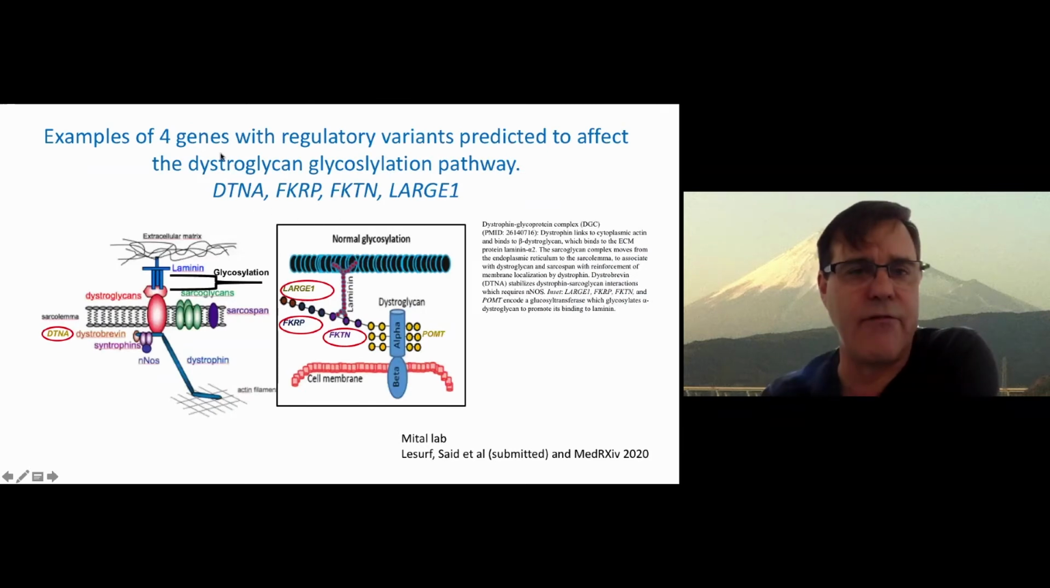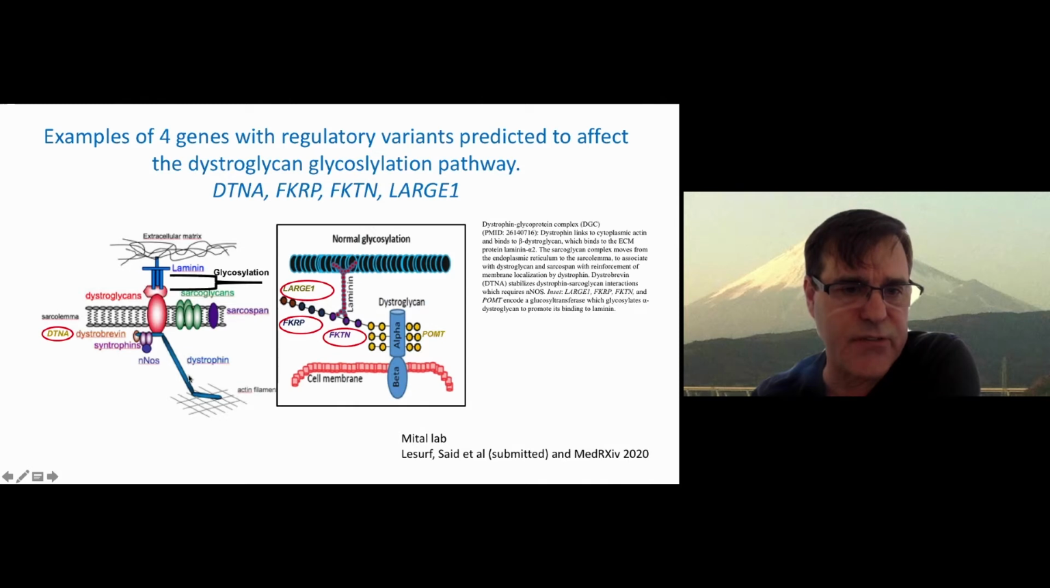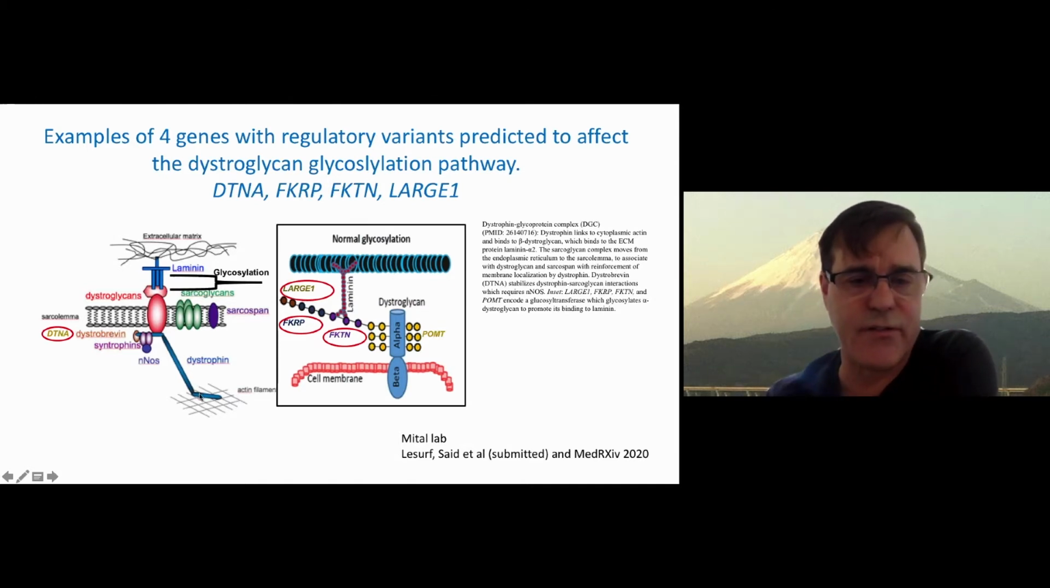This is an example of 4 of those genes that have these predicted regulatory variants that we expect would affect something called the dystroglycan glycosylation pathway. These are the 4 genes: DTNA, FKRP, FKTN, which is fukutin, and LARGE1. If you look at all of the proteins in this dystroglycan pathway, you can see the ones circled in red, LARGE1, FKRP, and fukutin, are all involved in adding these glycosylation subunits to dystroglycan. And DTNA over here, or dystrobrevin, is also associated with this phenotype.